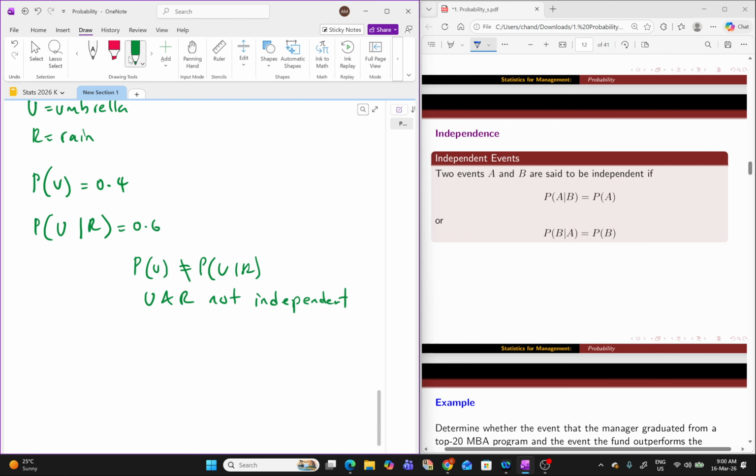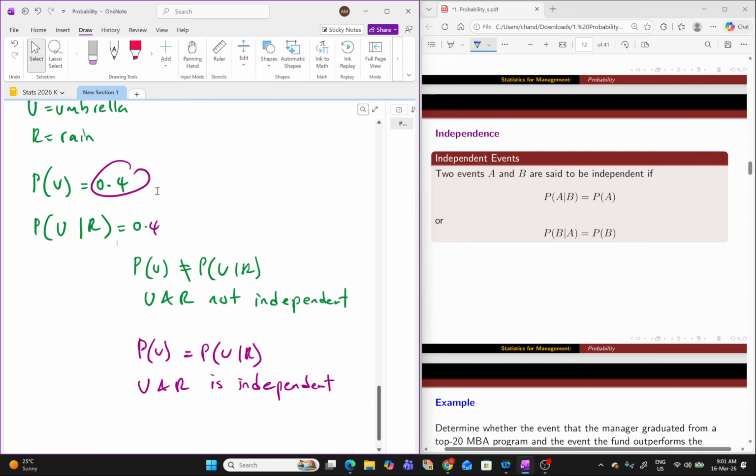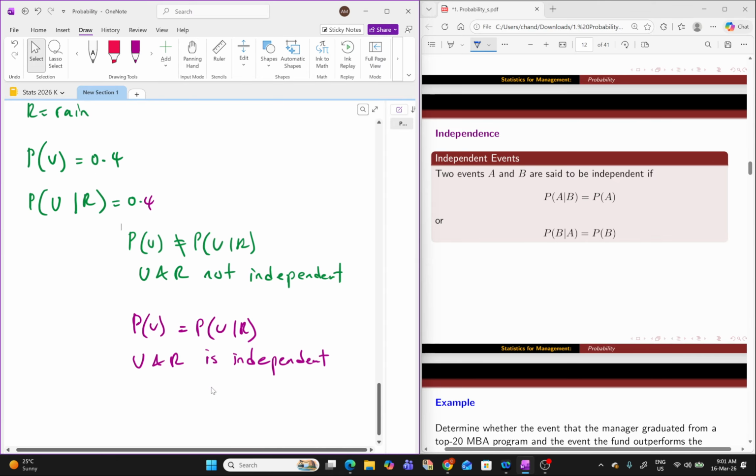But let's say it is still 0.4. Every day the probability you bring an umbrella is 0.4 and then suddenly it rains, still the probability you bring it is 0.4. Does the raining influence you? Does the rain do anything to you? No, nothing, because the probability is the same, which means U and R are independent. U and R are separate. R doesn't influence you because the probability is still the same. If R influences you, the probability changes, then U and R are not independent. That's how you identify independent and non-independent.